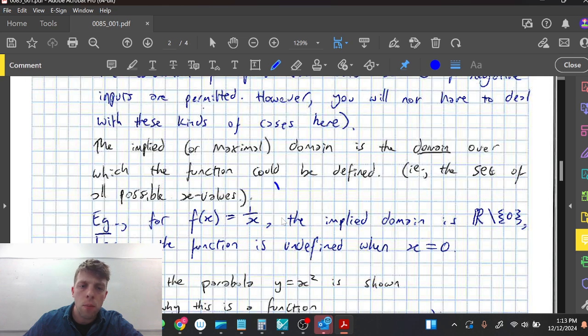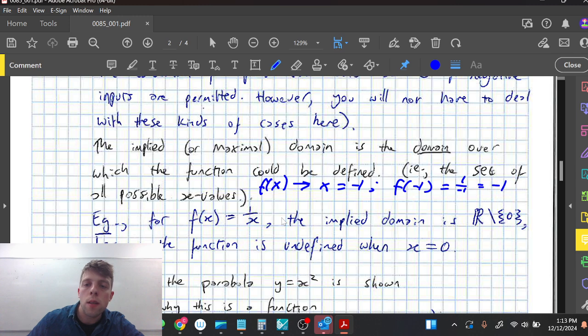Let's consider a few outputs. Let's say we put in the input x equals negative 1. What's that output going to be? That's going to be 1 over negative 1, which is negative 1. Okay, that works. Let's now consider x is equal to 1,000. Then we're going to get f of 1,000. That's going to come out as 1 over 1,000. That's a pretty small number.